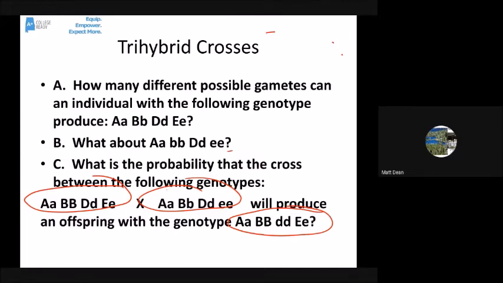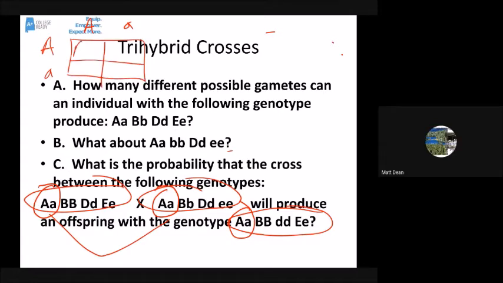So I want to know, what is the probability that this and this create an offspring with this genotype? So I could quickly sketch out a Punnett square between these two parents, and it would look like this. And what I can see, the probability of these two parents creating an offspring that's big A, little a is 2 out of 4, or 1/2. I'm going to write that down right here.